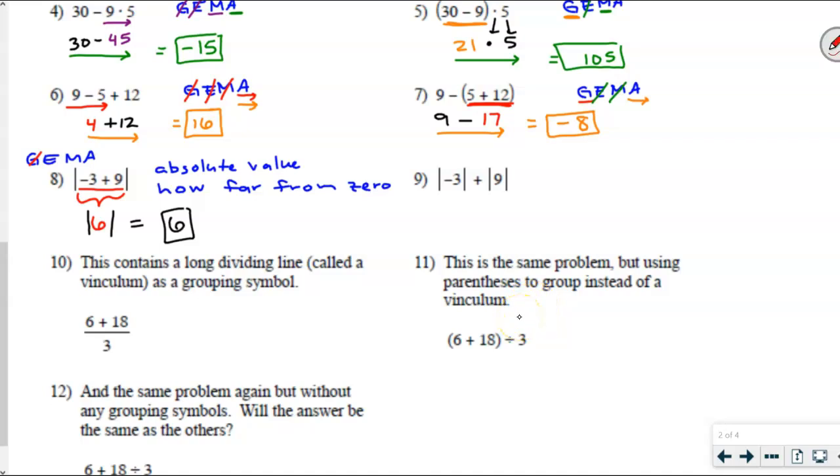Number 9. This is a little bit different because they're not grouped together. They have their own grouping symbols, right? So what is the absolute value of negative 3? Eyes should be on the screen. What is the absolute value of negative 3?